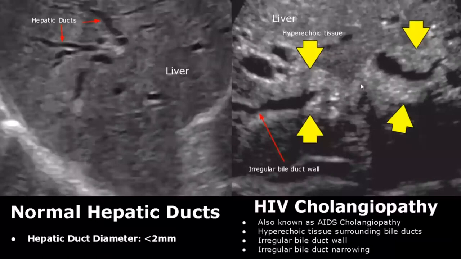HIV cholangiopathy or AIDS cholangiopathy is seen in AIDS patients. Hyperechoic tissue is seen around the bile ducts. The bile duct walls are irregular, and also there is irregular bile duct wall narrowing.